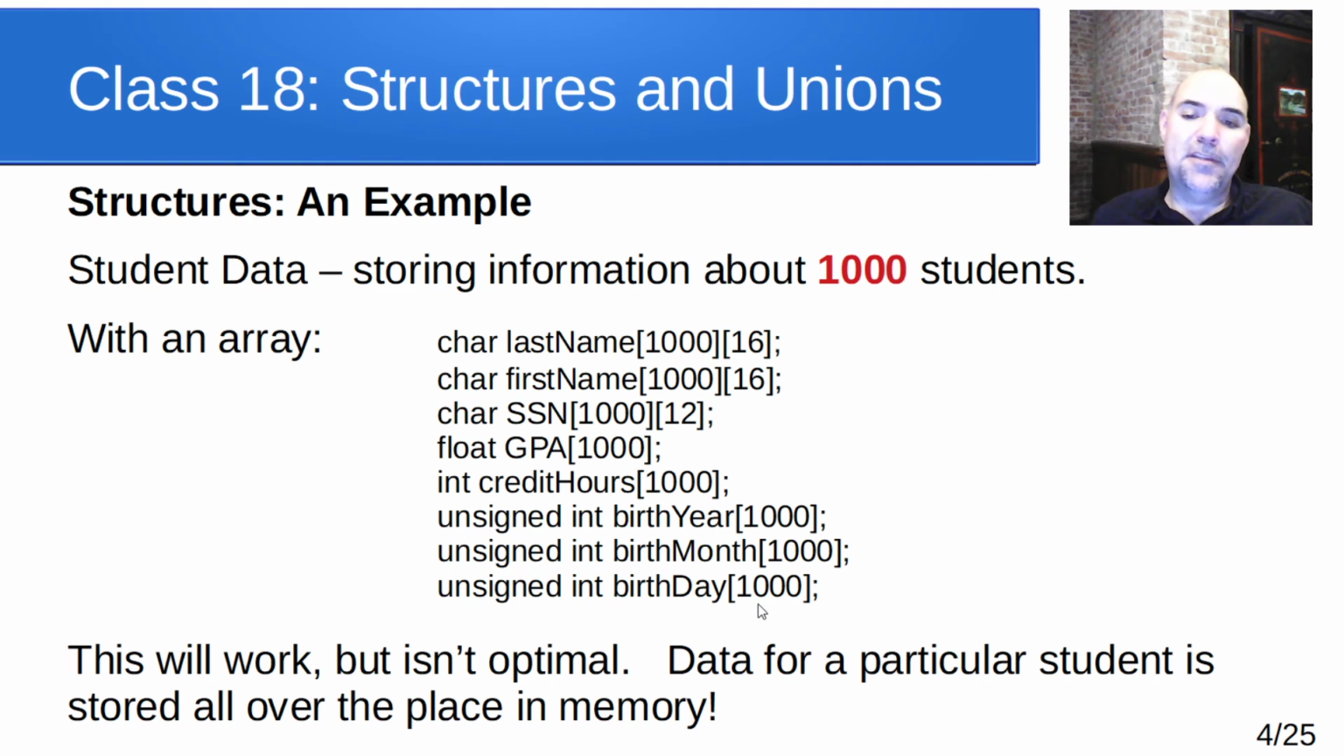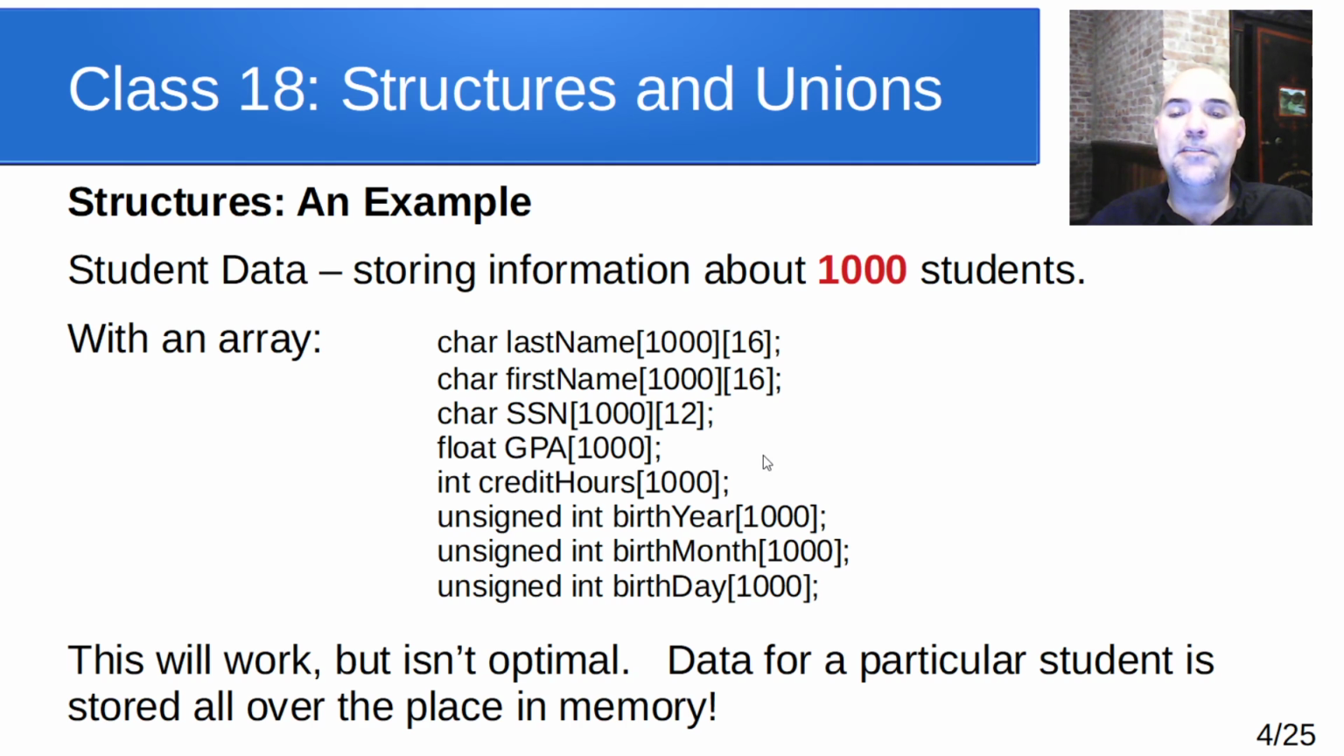One of them is that the data for any particular student, so let's say student index 0, the first one in our array, the last name is stored here in memory, and then the first name is stored 16,000 bytes later in memory. And then 16,000 bytes after that, we have the social security number, and 12,000 bytes after that, we have the GPA. And then since each float is 4 bytes, 4,000 bytes after that is credit hours, and that's probably long. So 4,000 bytes after that is this birth year, and so forth.